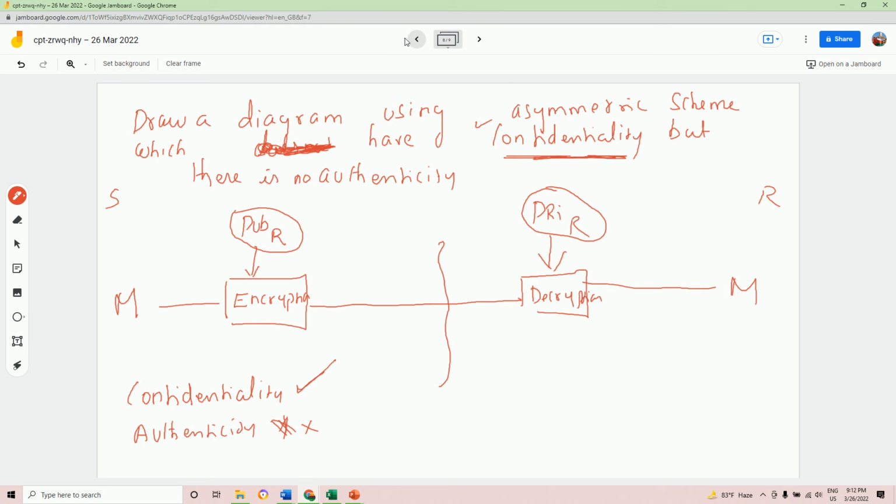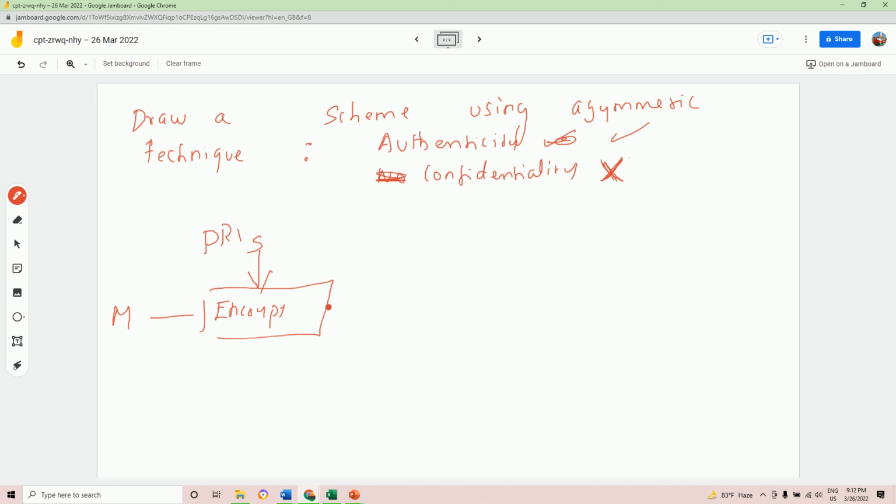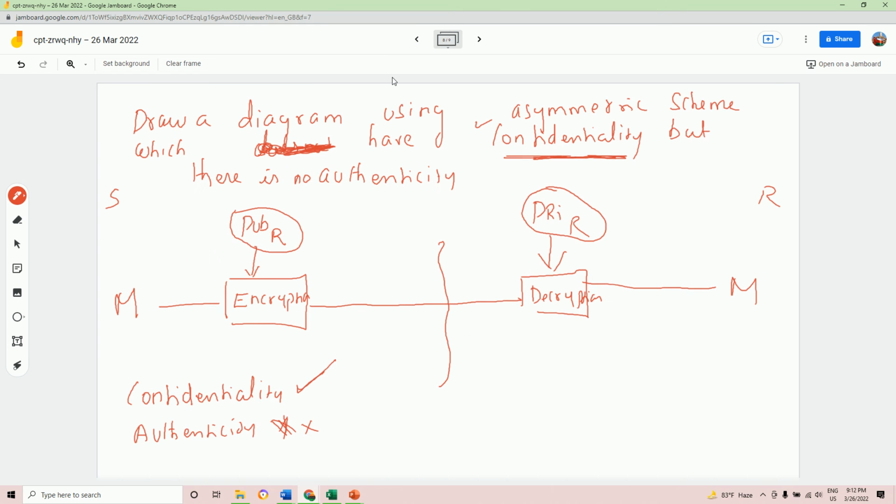Okay, go back. So the private key of the sender. If you use it, there is authenticity. Then take the decryption. For decryption, if you are using the private key, then you should use the public key of the sender. So now please understand, there is authenticity but there is no confidentiality. Here there is confidentiality but there is no authenticity. All depend on what key you are using for encryption and decryption.